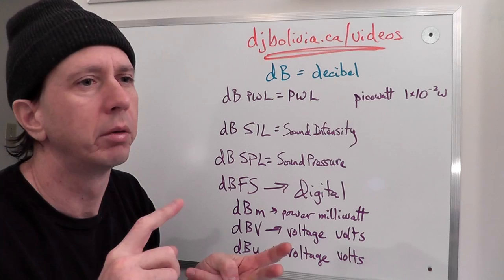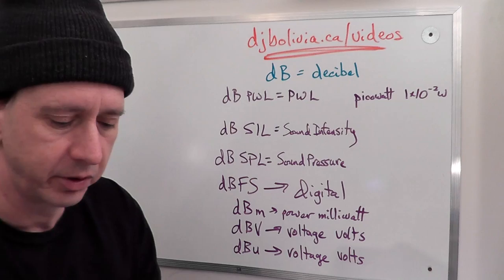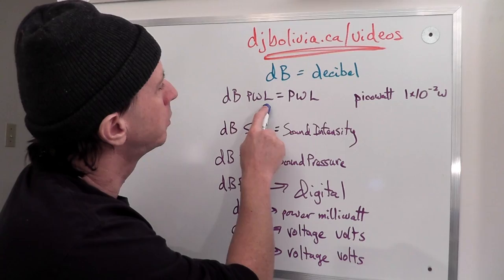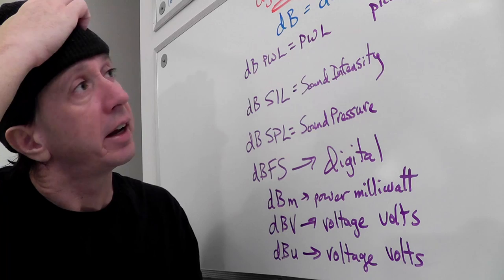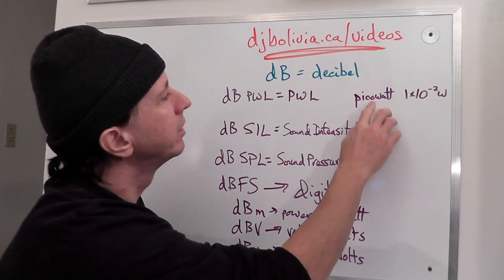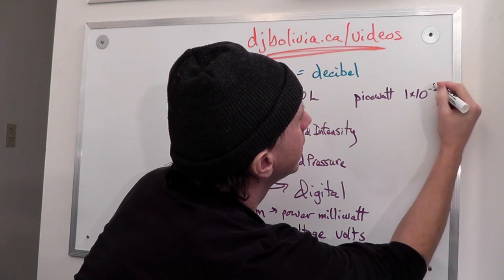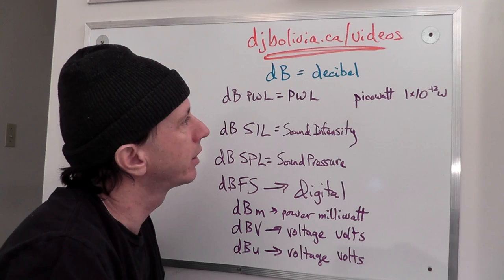Okay, so looking at some of these different options we have here, if you see dB/PWL, that means power level. And for a reference measurement, they go in picowatts. And a picowatt is 10 to the negative 12 watts. So how much is that? That's 1/1,000,000,000,000 of a watt.